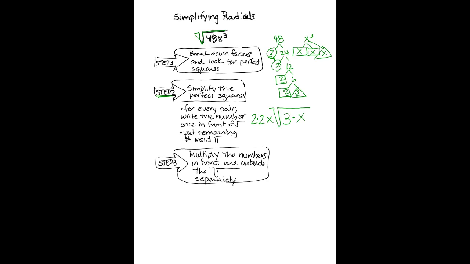Okay? So, step 3 is to multiply the numbers in front of the square root sign and, separately, the numbers inside the square root sign. Okay, so we have 2 times 2 times x times the square root of 3 times x, and that's going to be 4x, the square root of 3x. So we know if we have the square root of 48x to the third, we can simplify that as 4x times the square root of 3x.